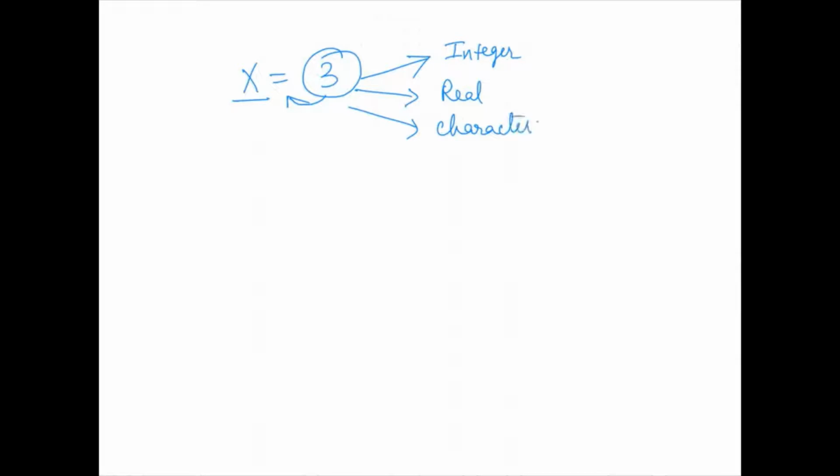Now we have seen that x = 3 means the variable is storing a constant in it. And we know that a constant is of three types: one is the integer constant, second is the real constant, and the third is the character constant. So constants are stored in a variable.